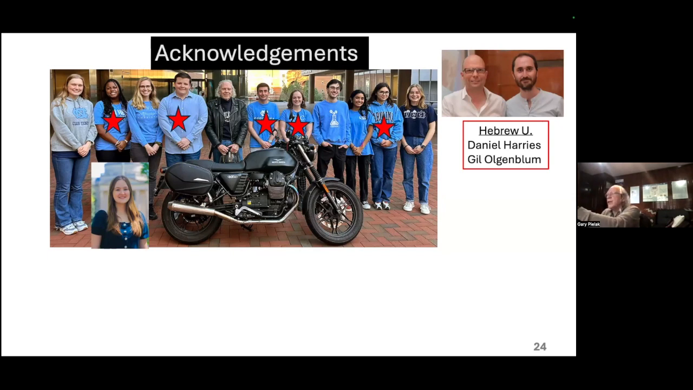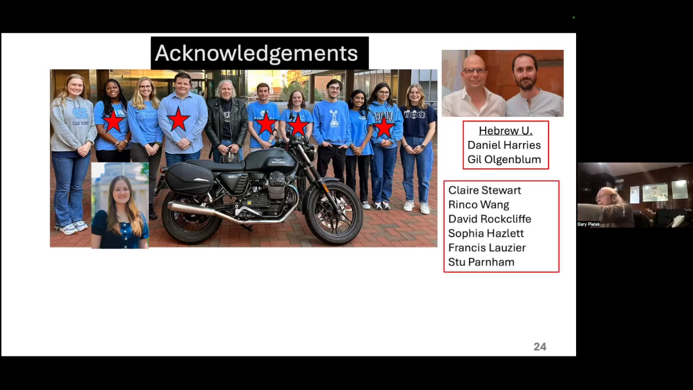I'm going to turn this over in just a second to Daniel, but there's Daniel with his graduate student, Gil, who worked out the model for us. And I should have mentioned that beautiful machine in the center is my Moto Guzzi. Life is too short not to have an Italian motorcycle.